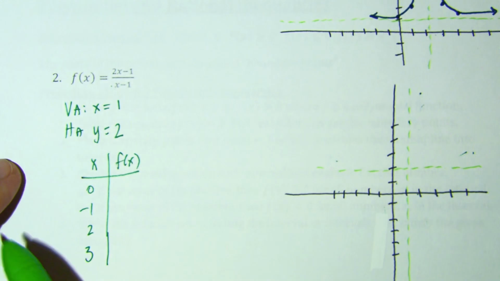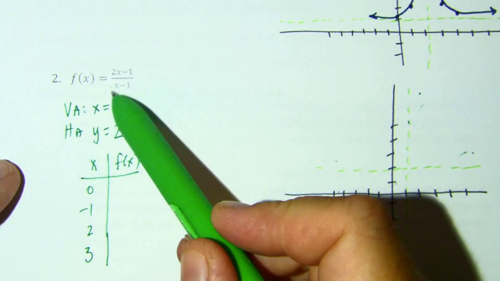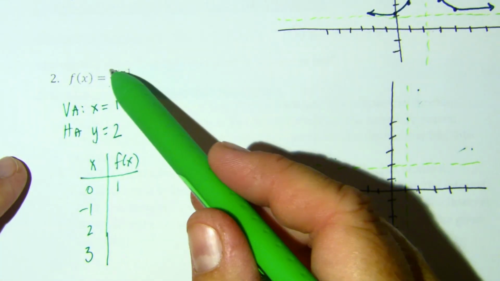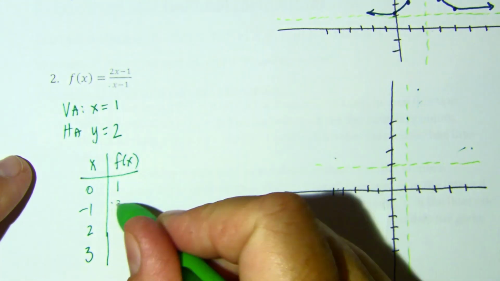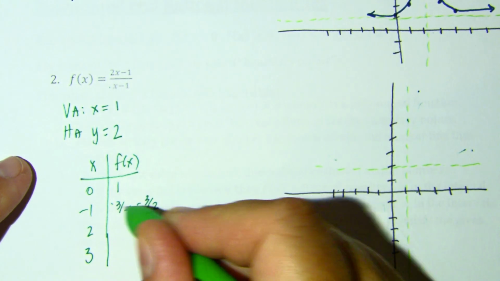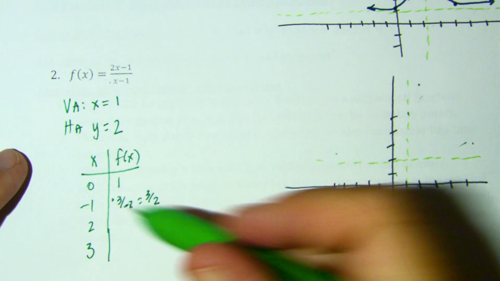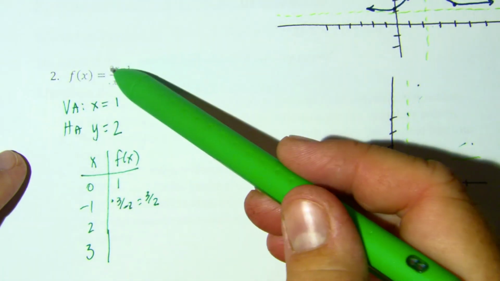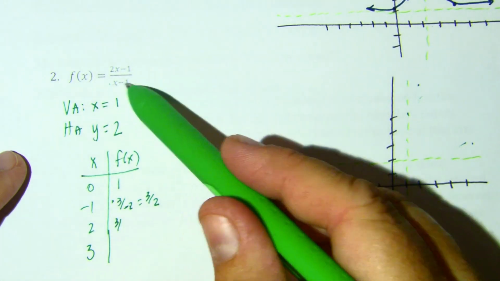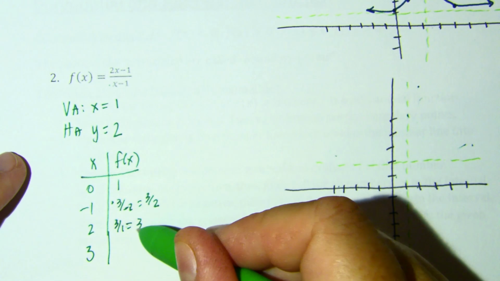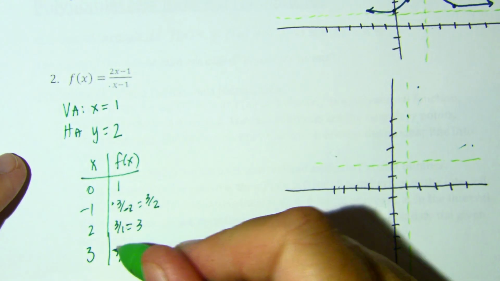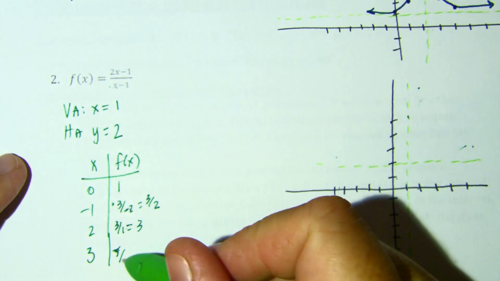And plugging into the function here, if I plug in 0, well, that's 0 and that's 0. -1 over -1 is just 1. If I plug in -1, -1 times 2 is -2. -2 minus 1 is -3. Plugging in -1, -1 minus 1 is -2, so that's 3 over 2. And then plugging in 2, 2 times 2 is 4. 4 minus 1 is 3. And then 2 minus 1 is 1, so 3 over 1 is just 3. Plugging in 3, 2 times 3 is 6, minus 1 is 5. And then 3 minus 1 is 2, so 5 over 2.